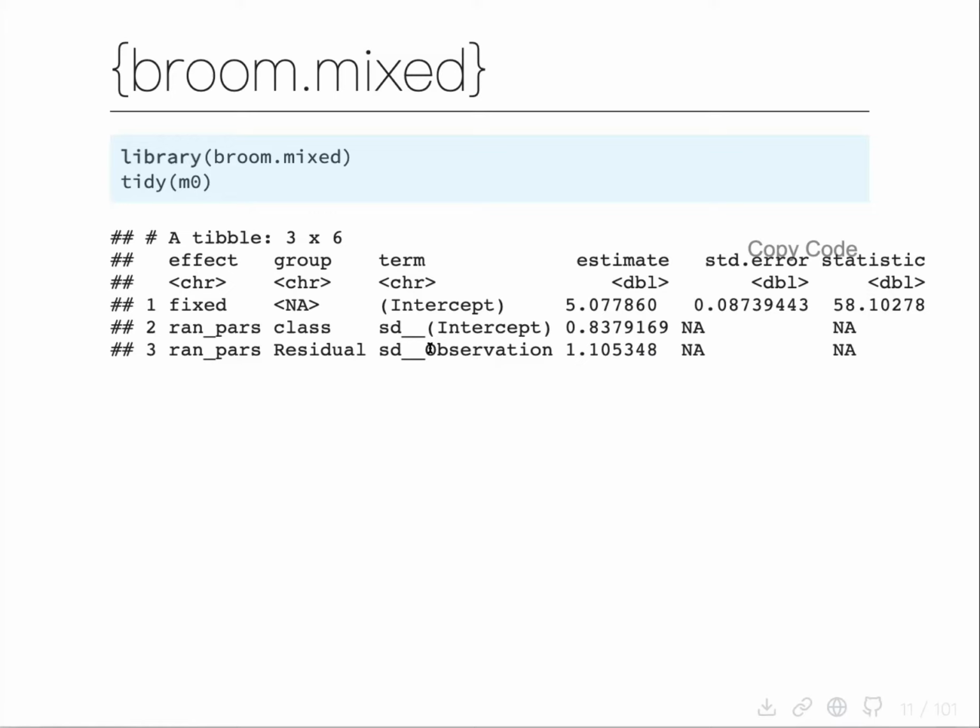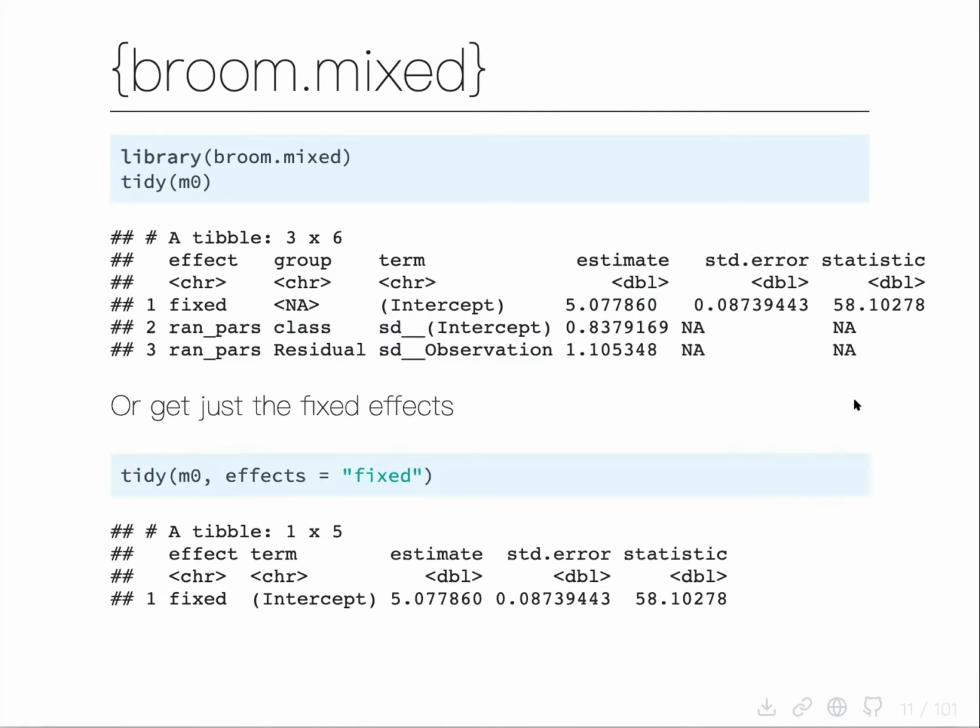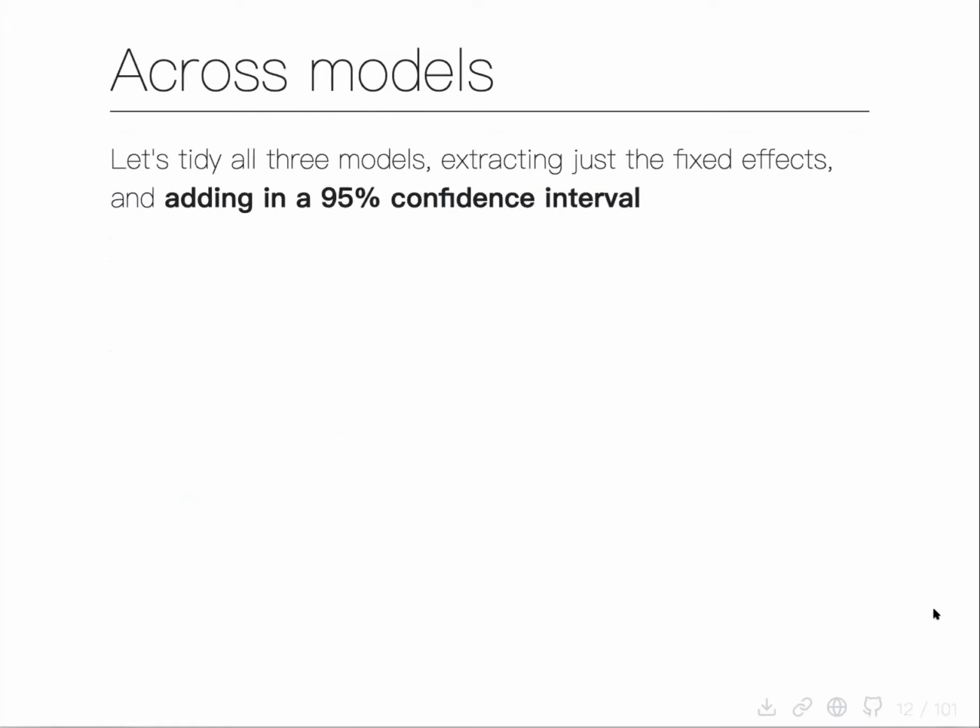So for this model, it's really simple. All we have is one fixed effect, which is our intercept. And then we have the standard deviation of that intercept. So you can see term: standard deviation of intercept, right, for the class. So if we had multiple levels, we would have different groups over here. And then the standard deviation of the residual, which is there, okay? If we wanted just the fixed effects, you can call it like this, effects = "fixed". You could also say effects = "ran_pars" if that's what you want, okay?